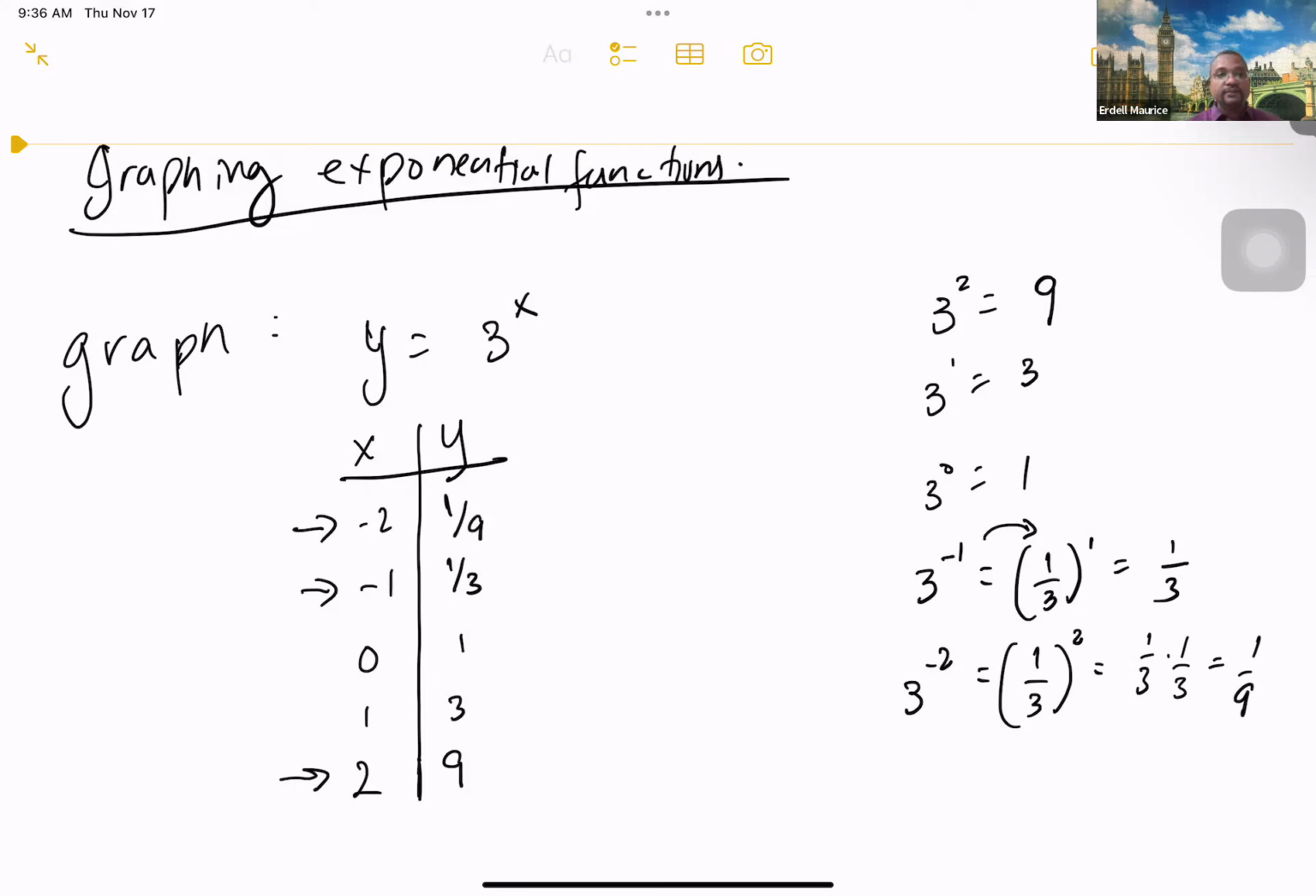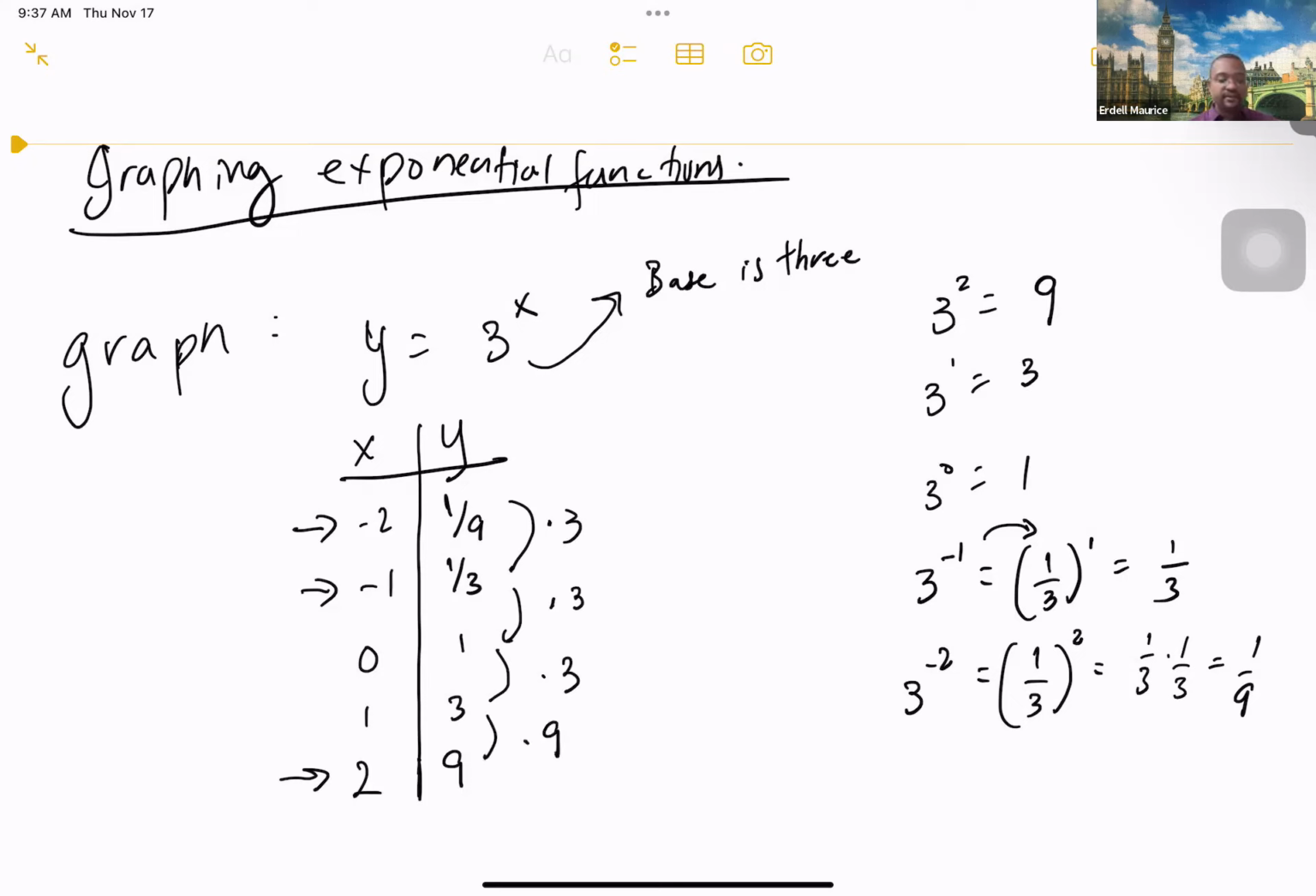Now there's some things to note. The base for this function is 3. If I know the base, you can see there's a simple pattern. 1/9 multiplied by 3 is 1/3. 1/3 multiplied by 3 is 1. 1 multiplied by 3 is 3. And 3 multiplied by 3 is 9.